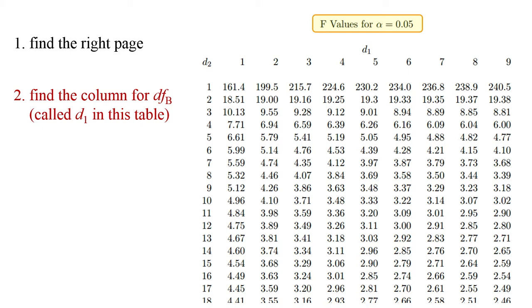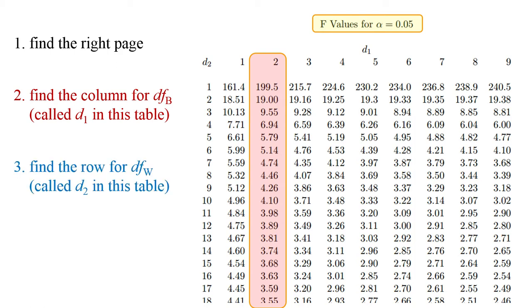Some tables will say numerator degrees of freedom and denominator. Numerator means between, denominator means within. This table says D1 and D2. So degrees of freedom between is going to be D1. So that's going to be our column, because our degrees of freedom for the between subjects effect in our ANOVA is 2. And then we find the row for the degrees of freedom within, and you probably figured this out already. In this table, they call that D2, the denominator.